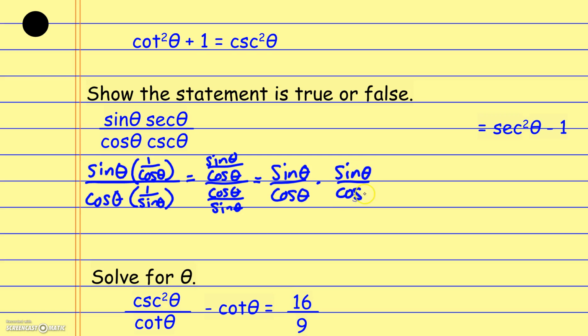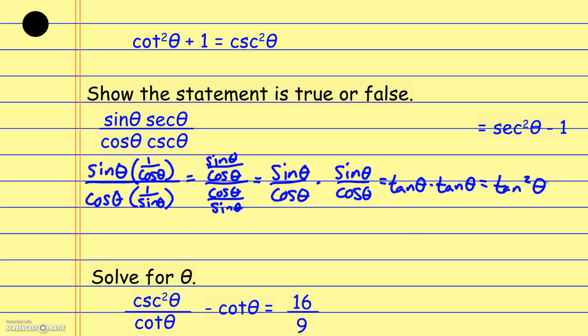And now if I look at some of my other identities, like the quotient identity, sine over cosine is really the same thing as tangent. So what I have here is tangent of theta times the tangent of theta, which is actually tangent squared of theta.